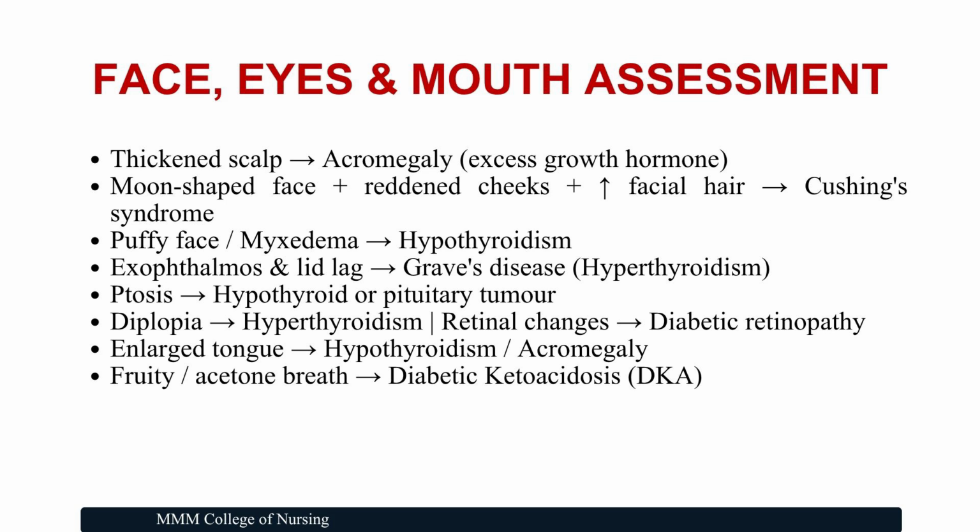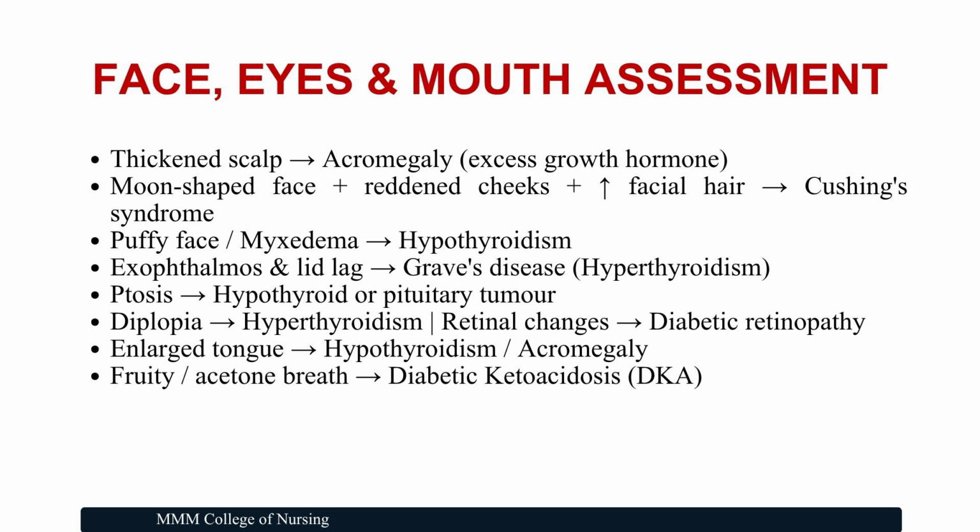Next, eyes. In the eyes you can see exophthalmos in Graves' disease. To check for lid lag, ask the patient to follow your finger downward and observe the upper eyelid. If the lid lags behind and you can see the white of the sclera above the iris, that is lid lag. Ptosis is seen in hypothyroidism or pituitary tumor. Diplopia can be seen in hyperthyroidism.